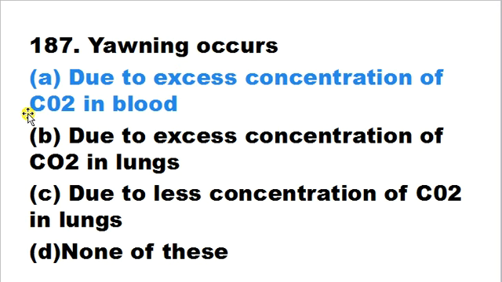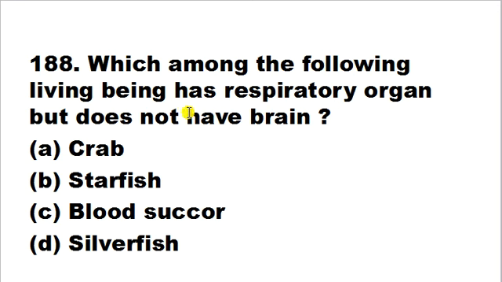Which among the following living beings has a respiratory organ but does not have a brain? Crab, starfish, bloodsucker, silverfish. So here its correct answer is B. That means starfish lack a brain, centralized brain is absent in starfish but they have a respiratory organ, and they have a complex nervous system. A nerve ring is found around their mouth and it is radiating from the mouth to their arms. So starfish lack a brain.